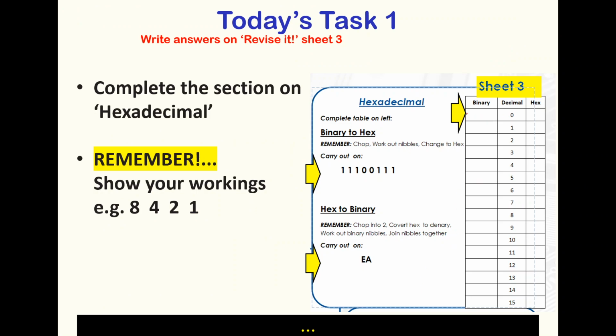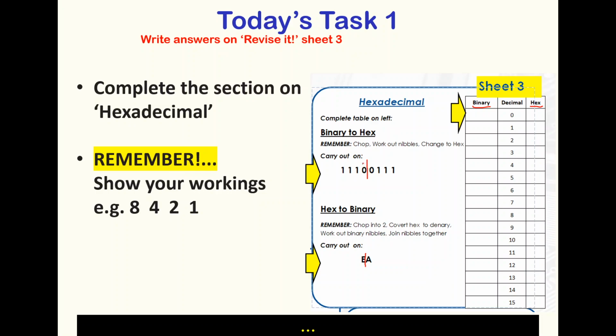On the sheet, make sure you fill in the table, write the binary numbers and the hex numbers here and here, and then do this example. Remember, chop it in half. Work them out separately. 1, 2, 4, 8, 1, 2, 4, 8. And here, chop them in half, work them out separately, put them back together at the end.